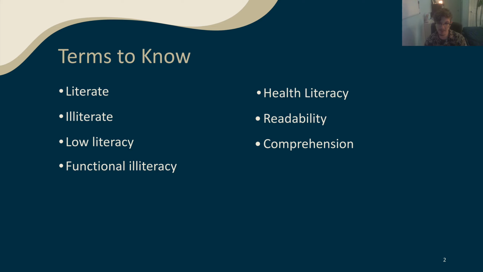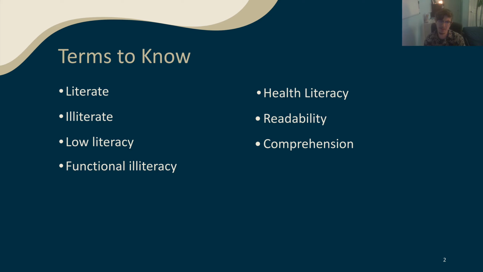So an example of this might be, say, instructions for setting up a new phone line, right? Like you put your SIM card in the phone and you do this and you do that, right? Like that kind of thing, basic instructions. Someone with functional illiteracy might be able to read those instructions, but they don't comprehend the meaning behind them and they can't follow the steps. There's a fundamental lack of comprehension.